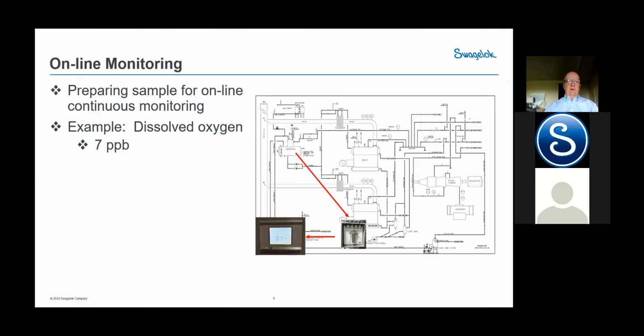Preparing the sample for online continuous monitoring. So we have a continuous monitoring system, and one point is the deaerator, where we're measuring for dissolved oxygen at 7 parts per billion. And we have to prepare the sample for the measurement unit itself. Other measurements are taken off the drums. We're looking for conductivity. So there's also preparing the samples for continuous monitoring in the steam or boiler operation.